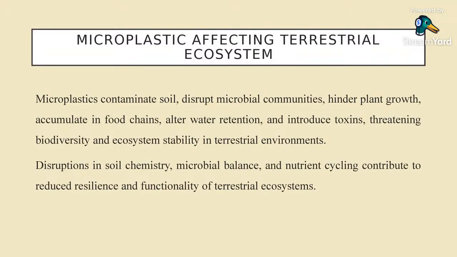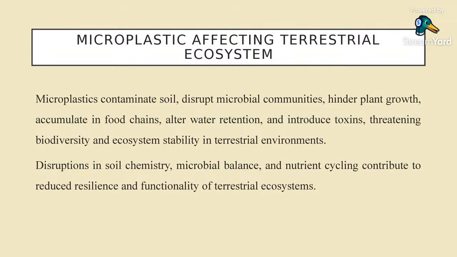Now, these microplastics are affecting the terrestrial ecosystem as they persist for a long time. They contaminate soil and disrupt microbial communities, as we know that soil is a home for a lot of microbes, which leads to hindrance in plant growth and accumulation in food chains. It also alters water retention and introduces toxins, which threatens biodiversity and ecosystem stability in terrestrial environments.